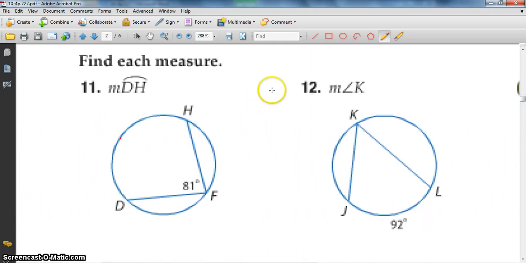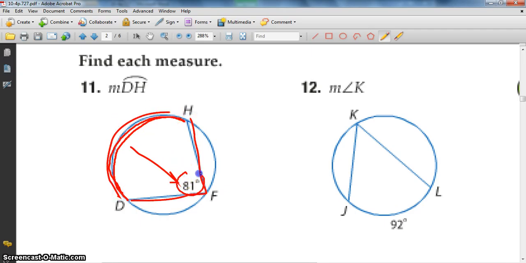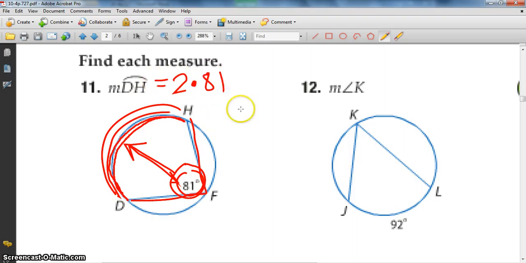On number 11, we want to find the measure of arc DH. So DH is our intercepted arc. Our inscribed angle is half of this arc. So if this angle is half of this, and if I multiply this by 2, now I'll have the intercepted arc. So the measure of DH is equal to 2 times 81, or 162.